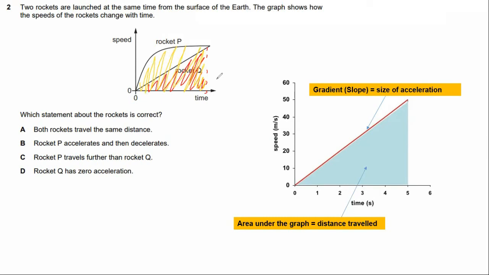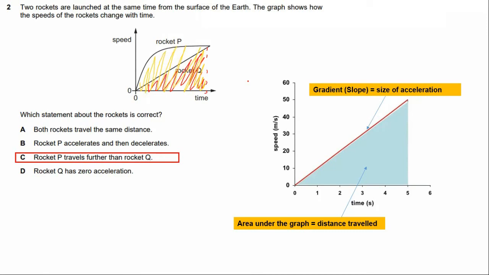Therefore, rocket P travels further than rocket Q. So, the correct answer is answer C. Rocket P travels further than rocket Q.